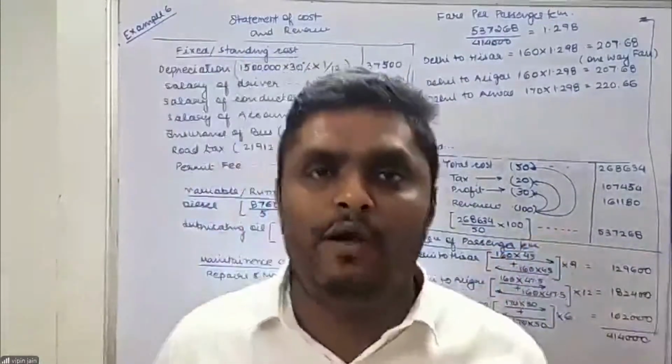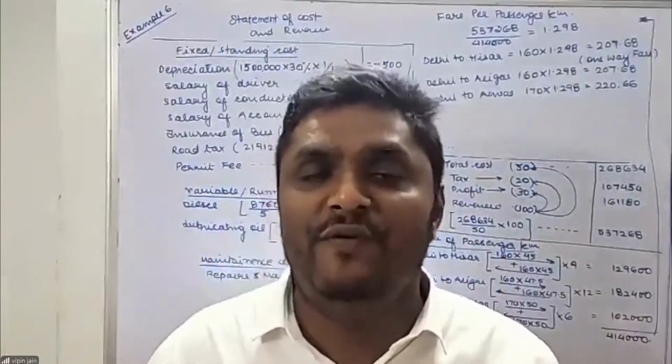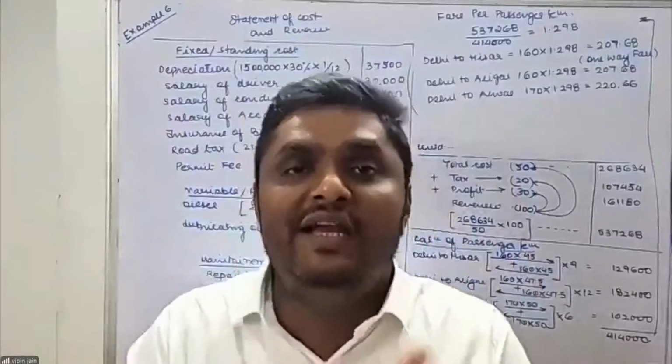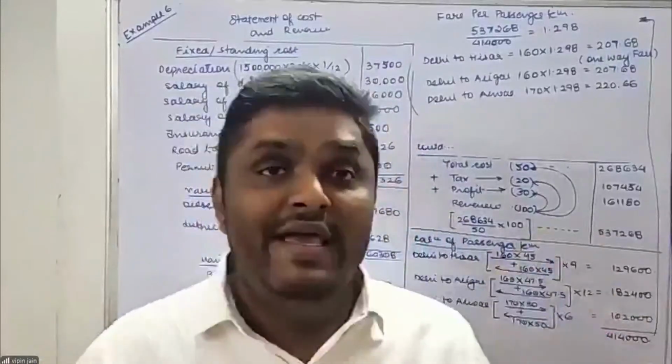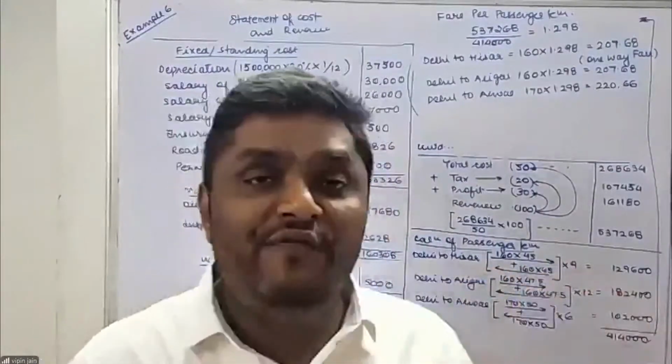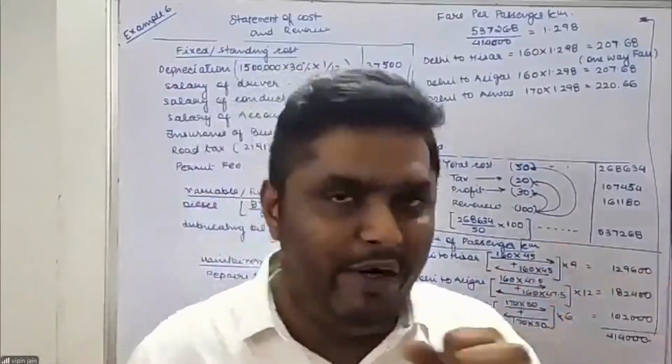See, 45 is what? The occupancy is 90%. So 50 passengers, 90% occupancy. This is how 50 into 90% gives 45. In the second case, the occupancy is 95%. So this is how 50 into 95% gives 47.5.